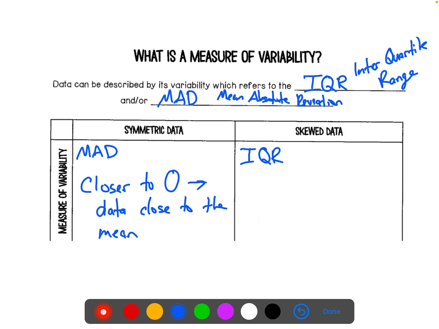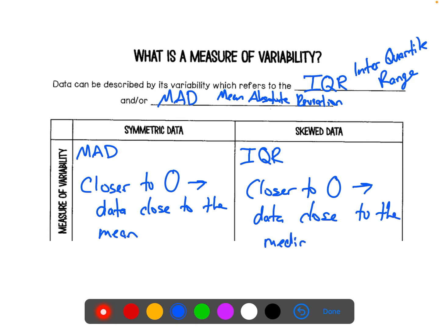All right, with IQR, which again we'll talk more about next time, it's related to the median. So a small IQR, or closer to 0, means the data is close to the median. So one is mean, one is median. Skewed data is when something has a lot of outliers, and IQR is best in calculating with that kind of data. For symmetric, closely grouped data, finding the MAD is going to be best.